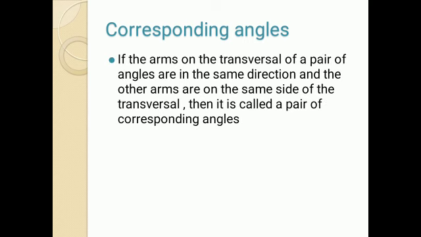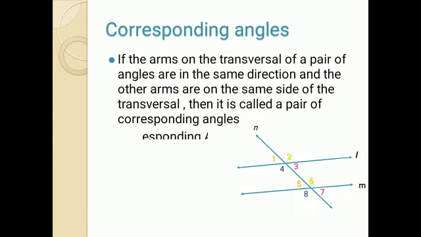Corresponding angles. A pair of angles on the same side of transversal and in the same position with respect to the given lines are called corresponding angles. In the given figure, corresponding angles on the left hand side of transversal are angle 1 and angle 5, angle 4 and angle 8.